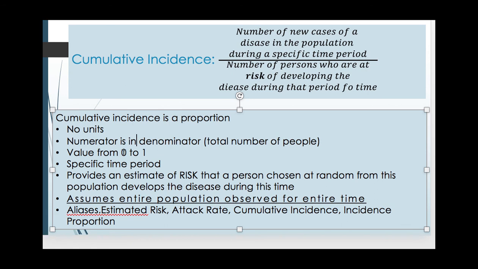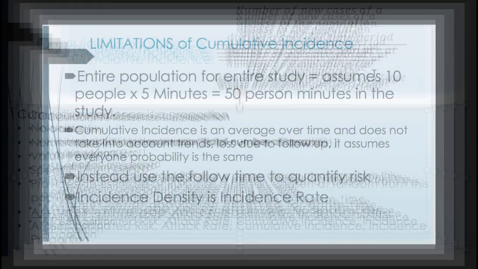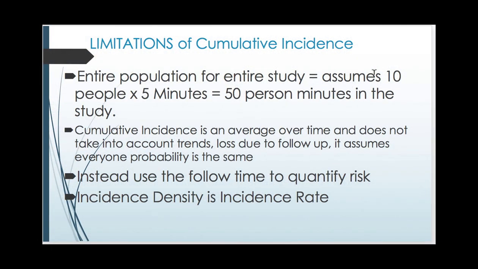Some other words that are used to describe cumulative incidence are estimated risk, attack rate, cumulative incidence, or incidence proportion. The problem with cumulative incidence is we often do not observe all members of a specific population for the entire time period. Here we were only talking about an exposure of 5 minutes, but what if we were studying people for 10 years? People may leave the study because of other factors that affected their health.